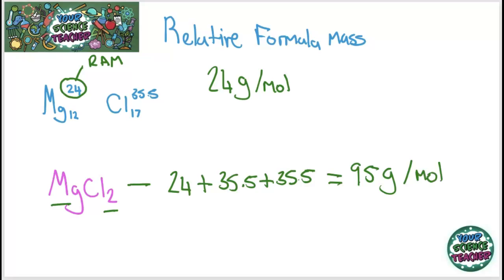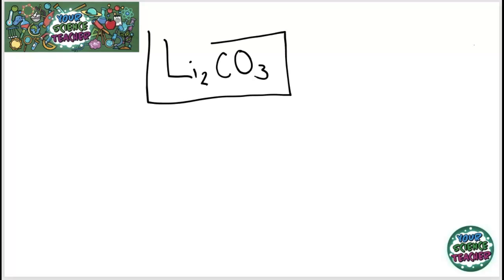Let's go a bit more in depth and have a look at what moles actually are now and why it's important. Now, what you can do with these relative formula masses is you can work out the percentage by mass of a particular compound. So if I just look at lithium carbonate, for example, I can work out how much of lithium carbonate is lithium by doing the relative atomic mass of lithium in here and dividing it by the relative formula mass of the whole compound. So let me just show you what I mean by that.